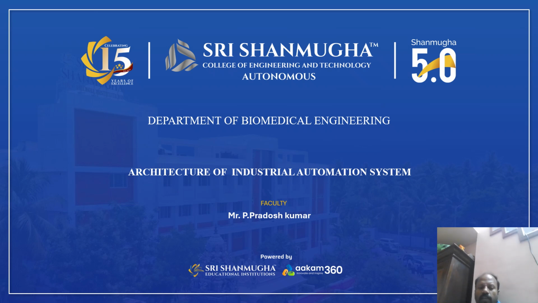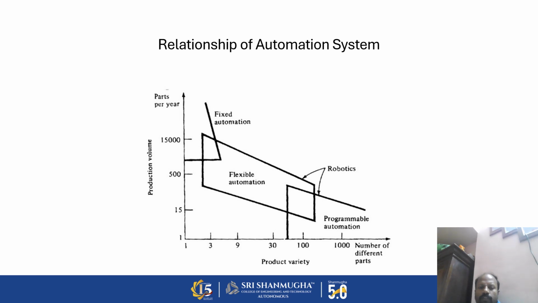In this session, I am going to discuss the architecture of industrial automation systems. First, we will see the relationship of automation systems. In this graph, we can see there are three types of automation explained. The first one is fixed automation.